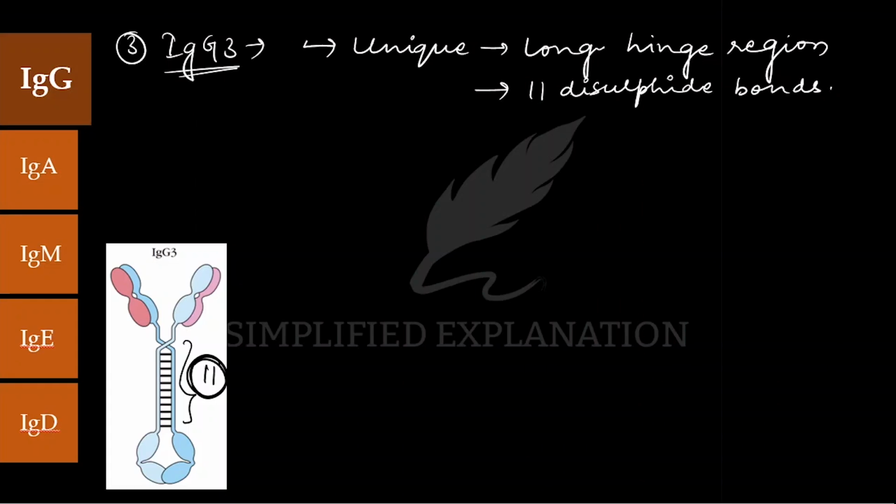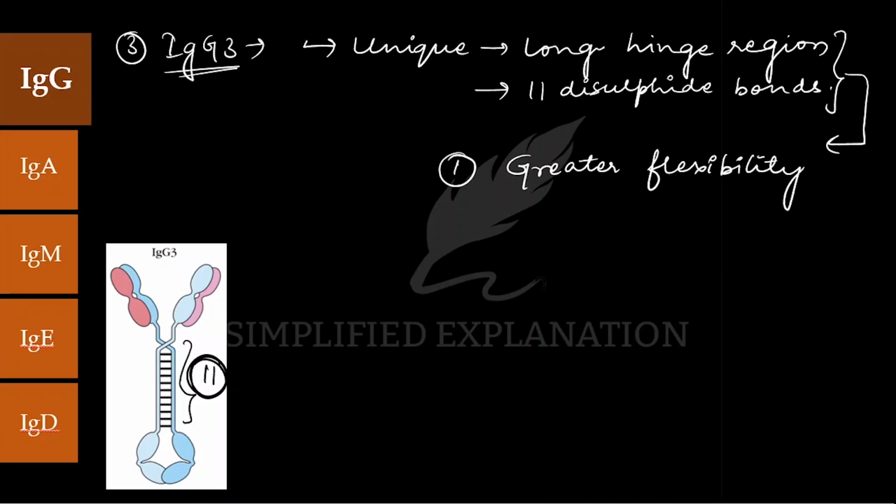So from this what can we conclude? Again, it is just the opposite of IgG2, right? It has a long hinge region and 11 disulfide bonds. So from here we can conclude that it has greater flexibility, right? Greater flexibility.